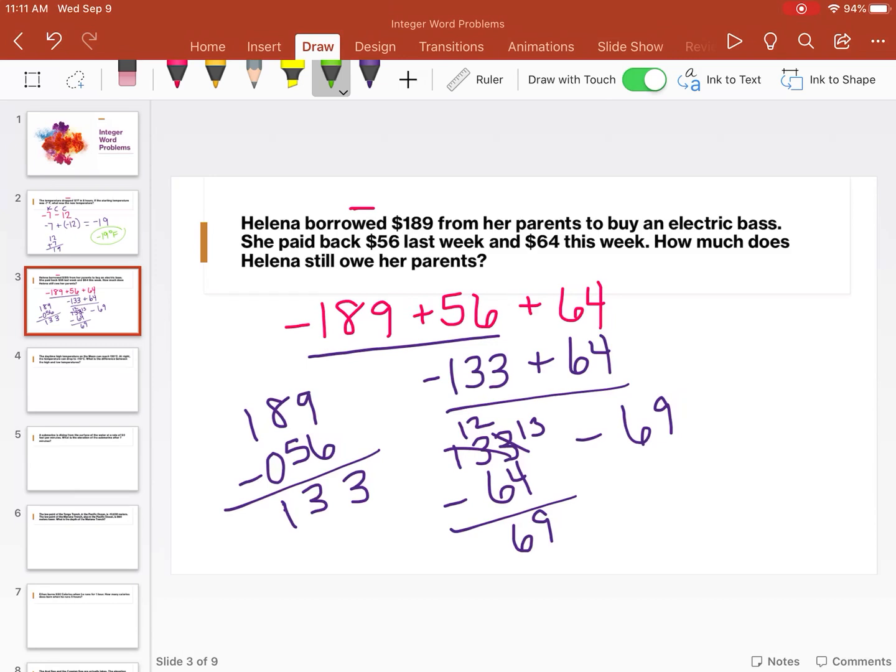Now I go back to my question. How much does she still owe her parents? This word is key. When you owe someone, you owe them a positive amount. So even though our answer is a -69, when I add my unit here, I'm going to say she owes $69. You don't owe a negative amount, you owe a positive amount because that word owe is a negative word. It already takes care of that negative sign for you.